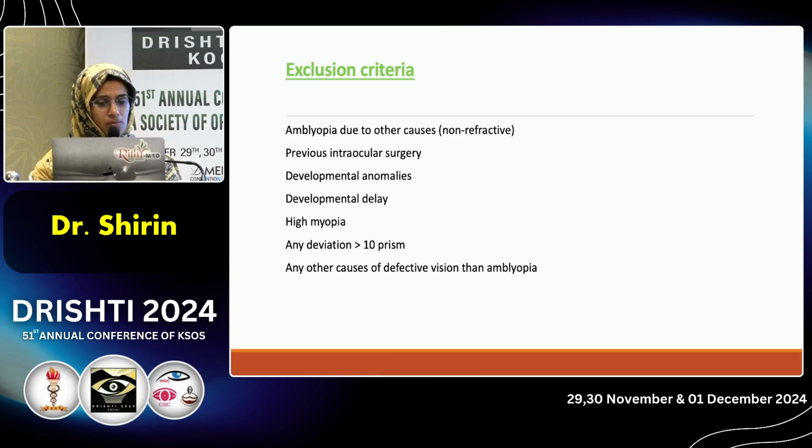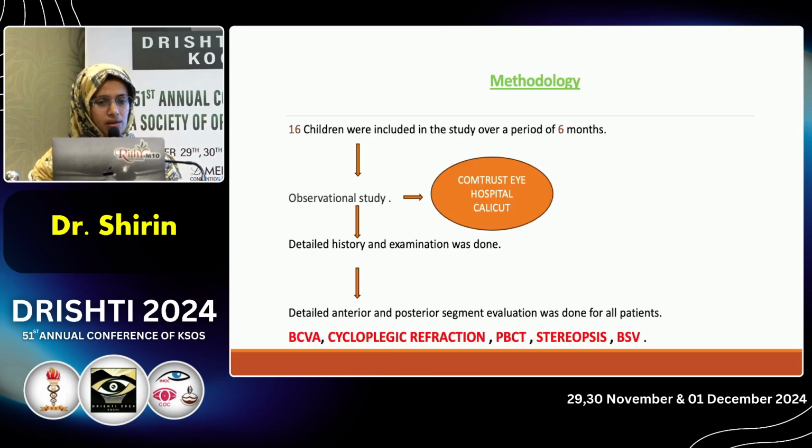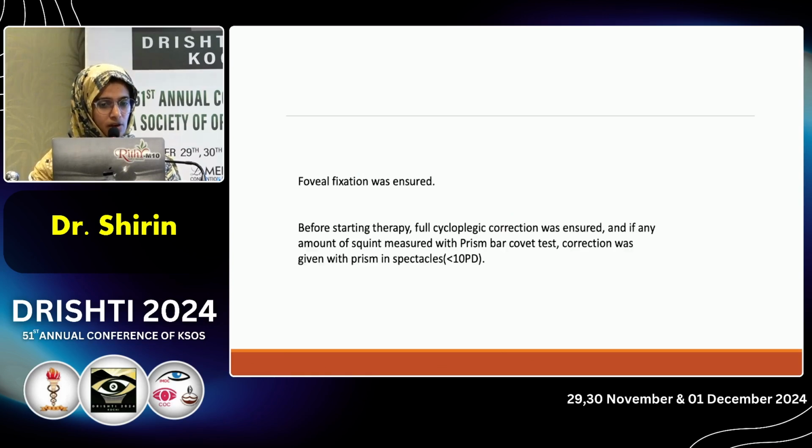developmental delay, high myopia, deviation more than 10 prisms. And we included 16 participants over a period of 6 months. It was an observational study done at Contrast Eye Hospital, Calicut. Detailed history and examination was done. Best corrected visual acuity, cycloplegic refraction, prism bar cover test, stereopsis and binocular single vision were assessed and recorded.